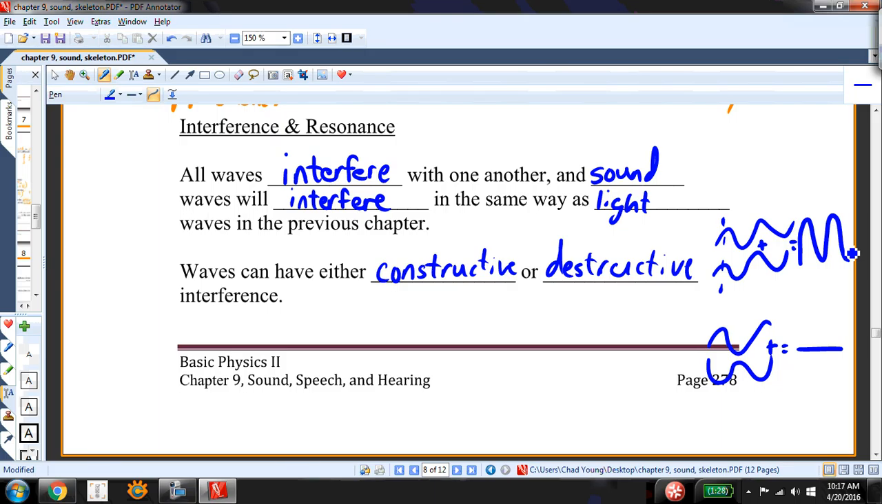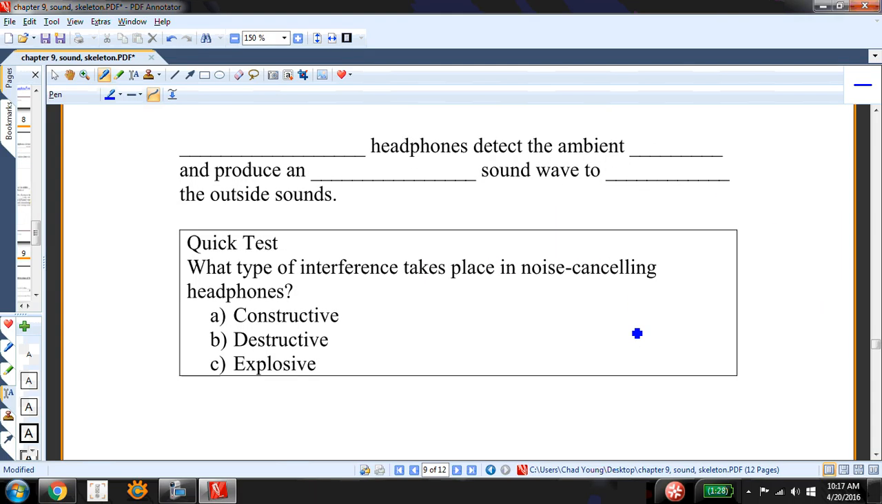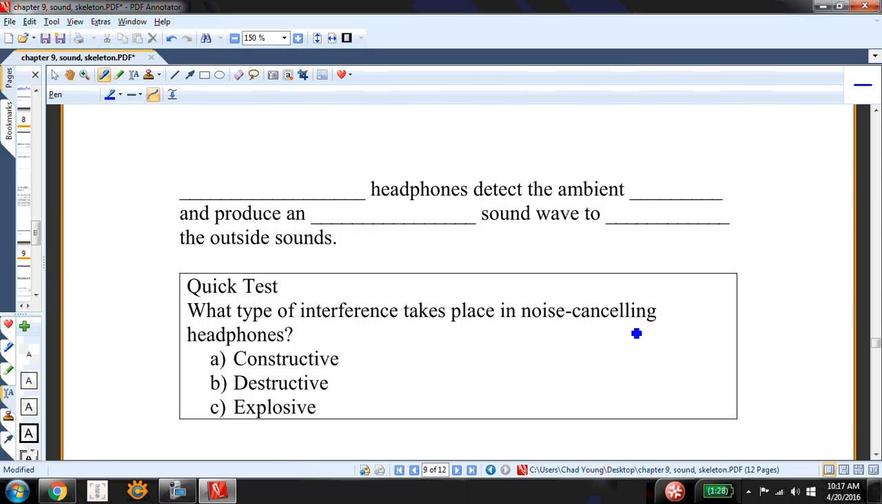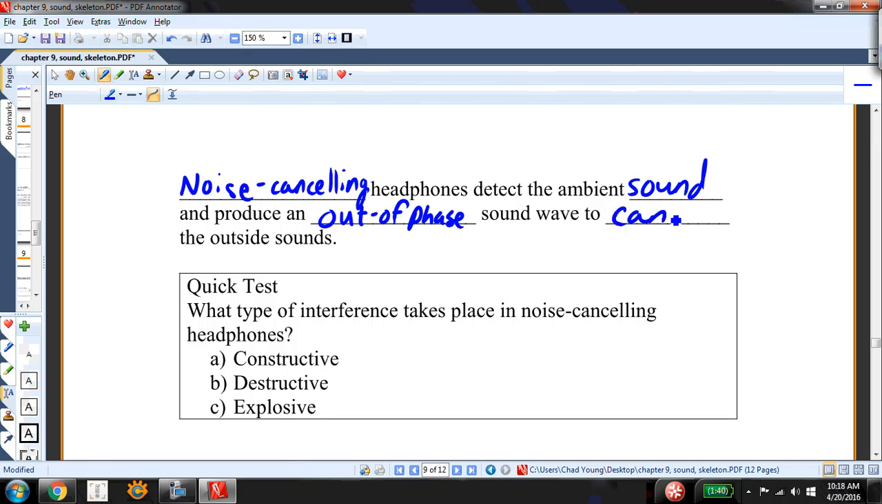So waves, including sound waves, can have constructive or destructive interference, and as we saw with the sonic boom, that is constructive interference. For example, we've already talked about this. Noise canceling headphones detect the ambient sound, the noise, and then they produce an out of phase sound wave to destructively interfere or to cancel the outside sounds.